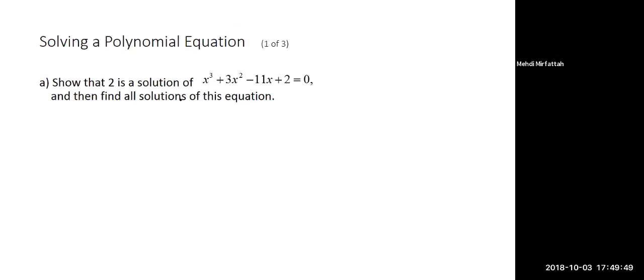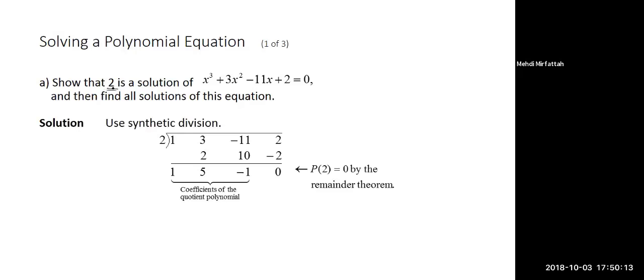Show that 2 is a solution of this equation, and then find all solutions of this equation. So in order to show that 2 is a solution, we want to know if x minus 2 is a factor of that. So we can use synthetic division. If x minus 2 is a factor of this polynomial, then x equal to 2 would be the solution. If I solve this for x, x would be equal to 2. So if x equal to 2 is a solution, x minus 2 is a factor.